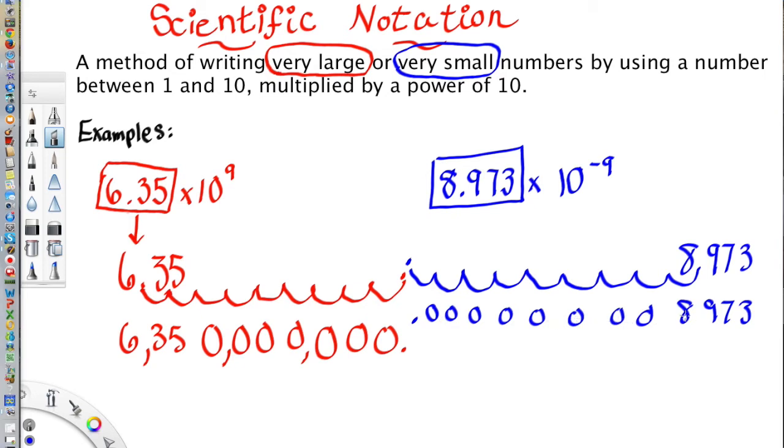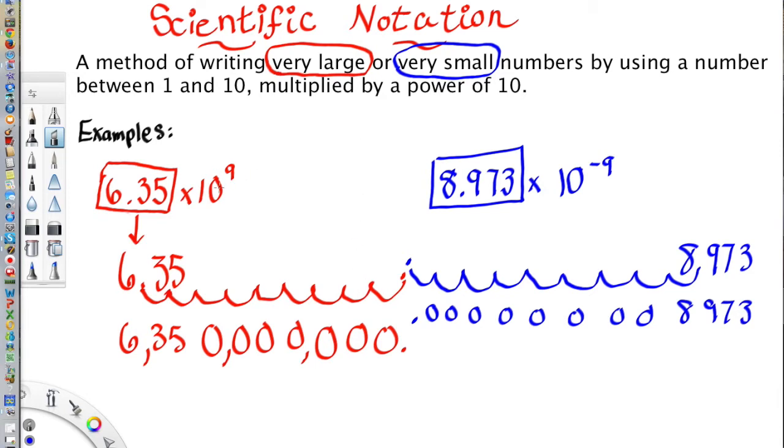Okay, this is a very small number. I've got 0.000, I'm not saying that right. Okay, I've got to hold on here. I believe if I read this correctly, I have 8,973 trillionths. A very, very small number.